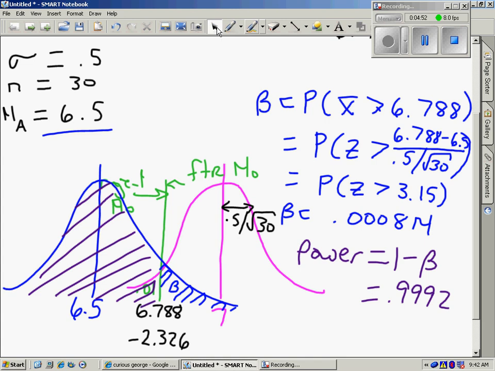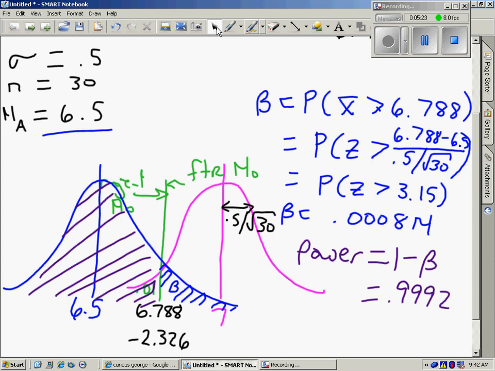To interpret power, you would say if the true mu is 6.5 and I take a sample of 30, there's a 99.9% chance I'll get an x bar less than or equal to 6.788, that will tell me to reject H0, mu is 7. That's a good thing. I want to reject H0, mu is 7, if the truth is 6.5.